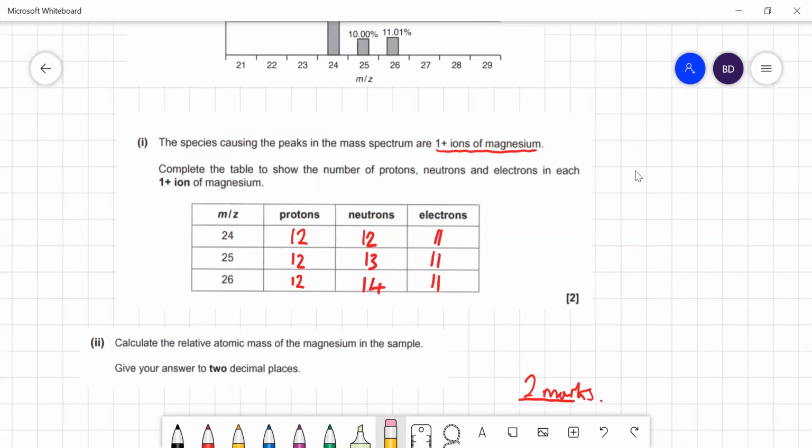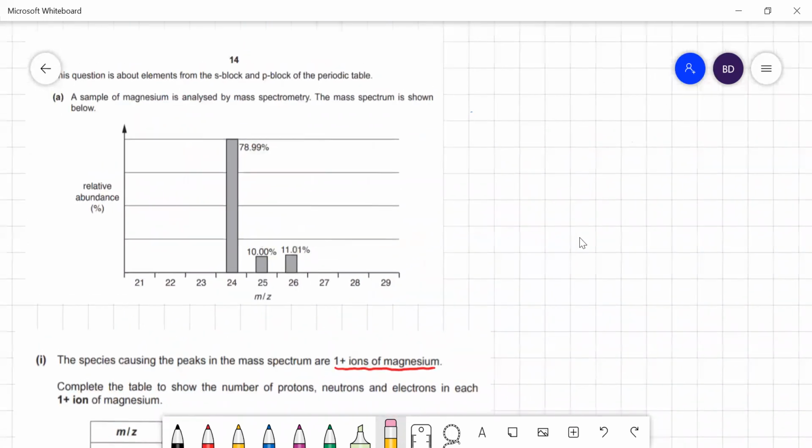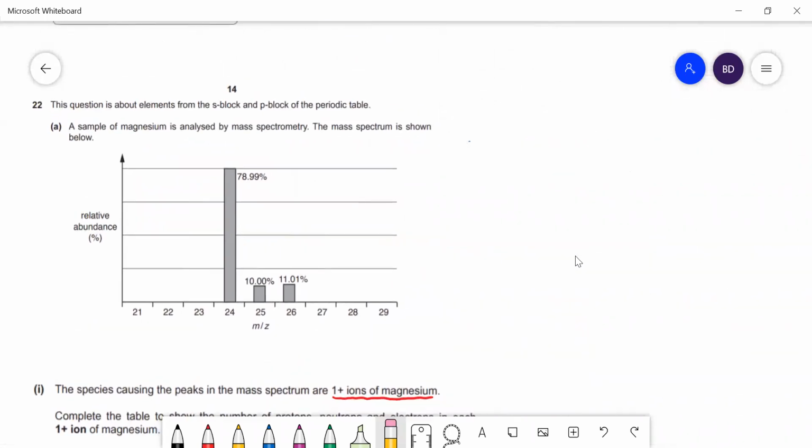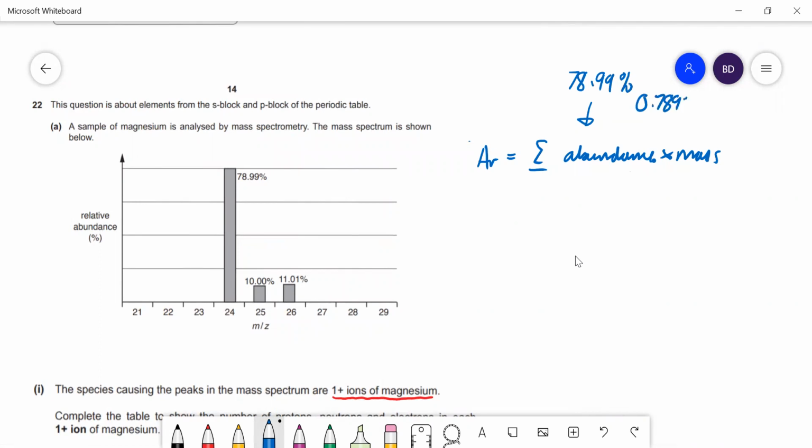Okay, so we need to go back to this graph for the data here to do the calculation. Right, so the AR, what you do is you add up abundance times mass, and that's the sum of them for each isotope. Now the abundance, it's easiest, rather than doing it as a percentage, if you do it as a fraction, so this 78.99% is going to become 0.7899.